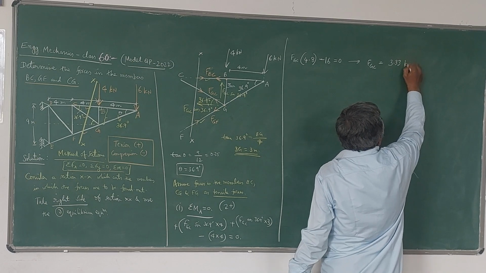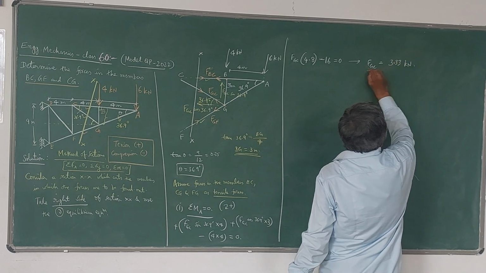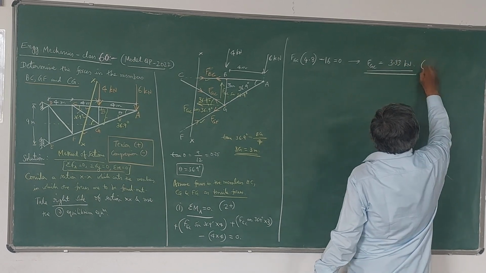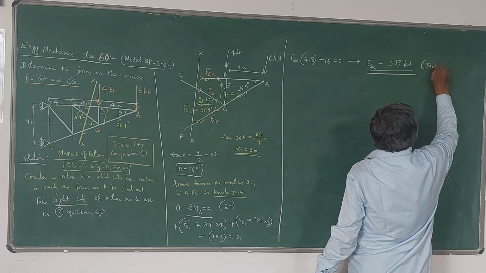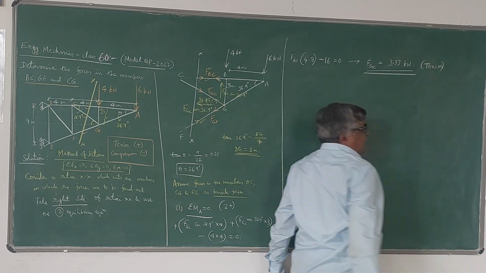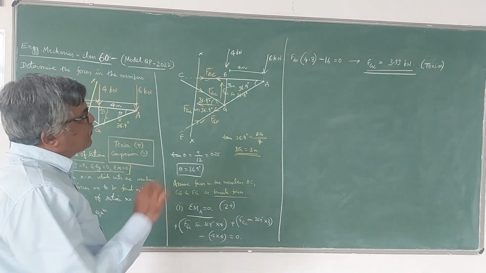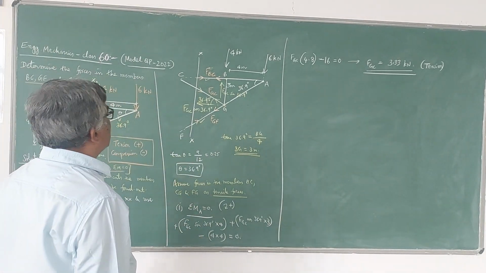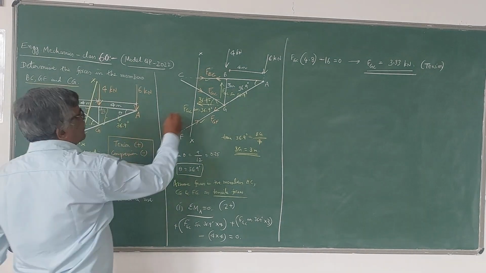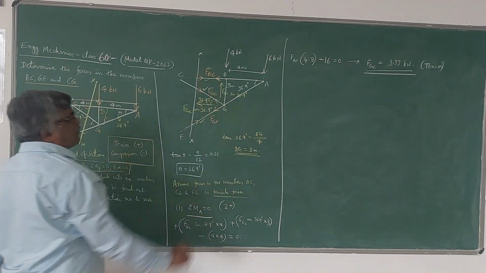3.33 kilonewton. So we are getting FGC value positive. Since it is positive, we say tension force. Initially we have assumed tension, therefore the answer we got positive, therefore it is tension force. So one force we got now. So FGC, the force in this member, we have obtained now.